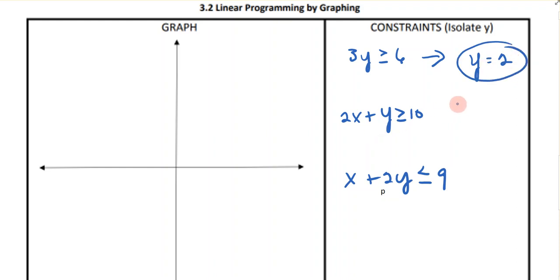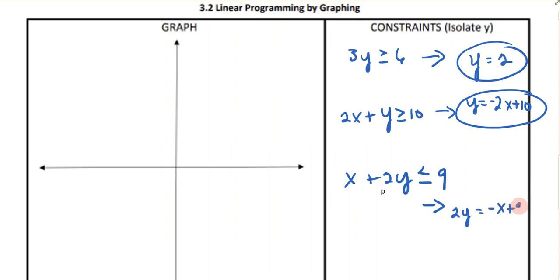All right, on this one, I've got y is equal to negative 2x plus 10. And on this one, I've got 2y is equal to negative x plus 9. I'm going to divide everything by 2, and I have y equals negative 1/2 x plus 9 halves. So those are my 3 constraints. Those are the lines that I want to graph. And I'm going to graph them over here.